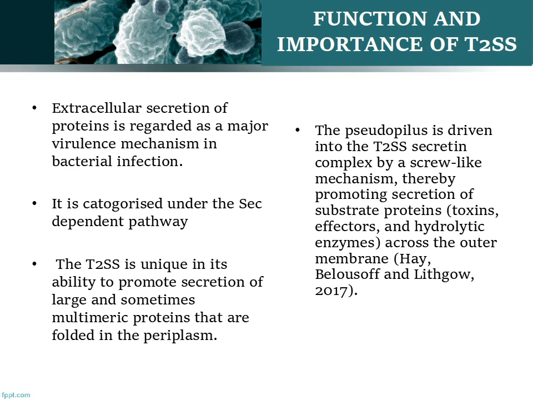The type 2 secretion system is a major virulence mechanism in bacterial infection, used to secrete extracellular proteins. It is categorized under the sec-dependent pathway, and it is unique in its ability to promote secretion of large and multimeric proteins that are folded in the periplasm. The pseudopilus is driven into the type 2 secretin complex by a screw-like mechanism to promote the secretion of substrate proteins like toxins and hydrolytic enzymes across the outer membrane.